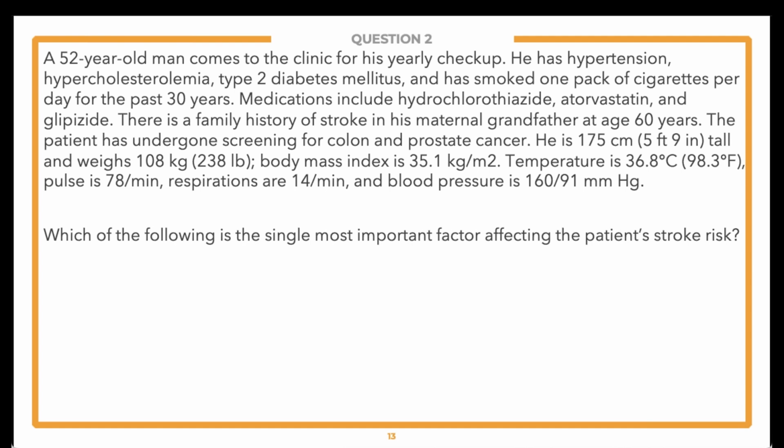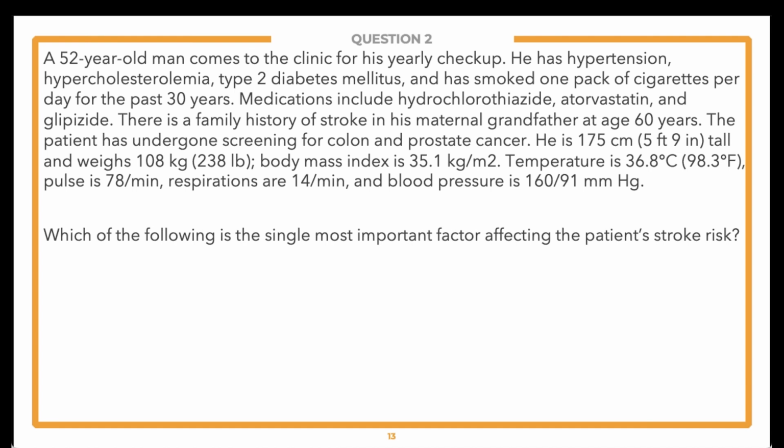Right there, we've got a couple of things that are jumping out at you that will help frame the way that you read the vignette, which we're going to do right now. A 52-year-old man comes to the clinic for his yearly checkup. He has hypertension, hypercholesterolemia, type 2 diabetes mellitus, and has smoked 1 pack of cigarettes per day for the past 30 years. Medications include hydrochlorothiazide, atorvastatin, and glipizide. There is a family history of stroke in his maternal grandfather at age 60.